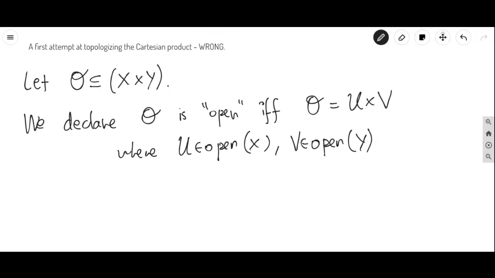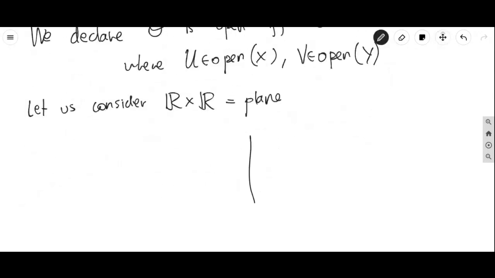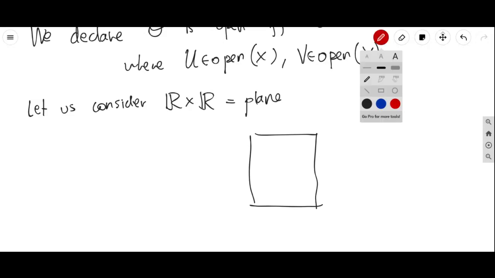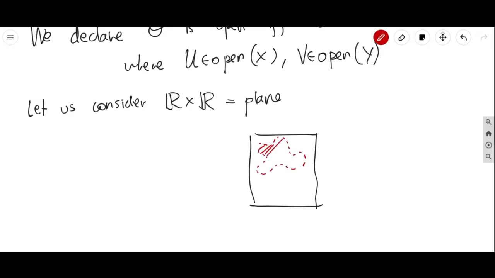So why is this wrong? Well, consider this example. So let us consider the real line times the real line. So this should be the plane. This should be the two-dimensional plane. So if we draw the picture of the two-dimensional plane, let's draw a picture of an open set. So an open set can be quite complicated. It can look something like this. It does not even have to be convex. It might have holes in it. So an open set might look like this.